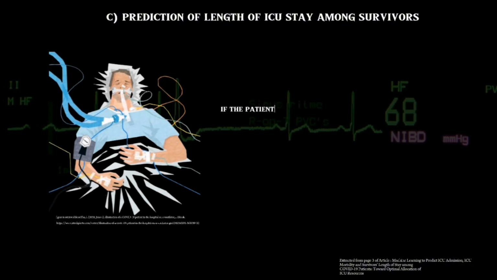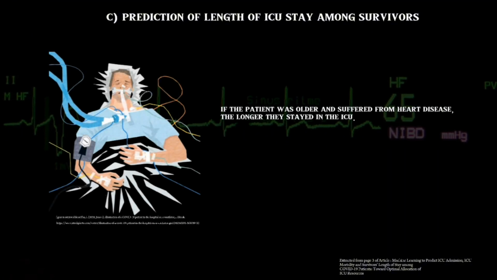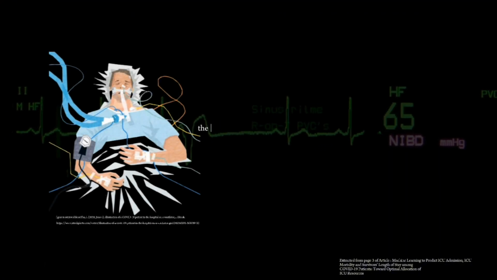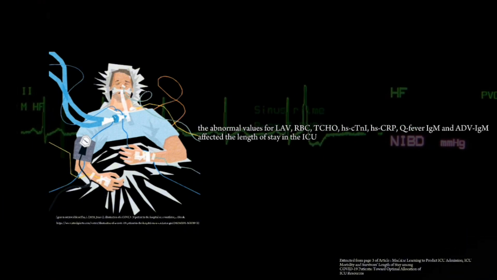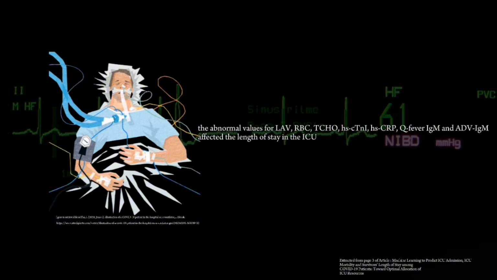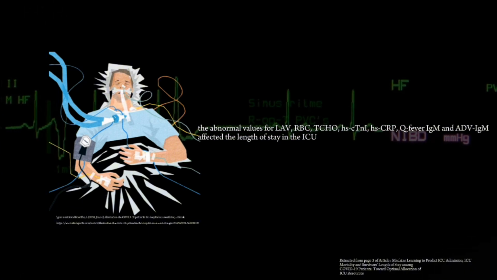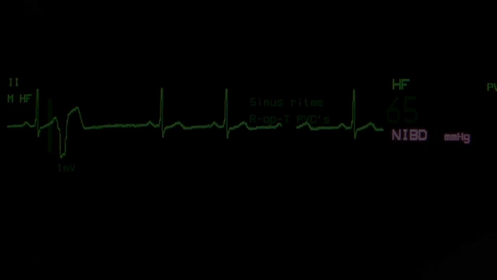If the patient was older and suffered from heart disease, the longer they stayed in the ICU, as well as the abnormal values for LAV, RBC, TCHO, high sensitivity troponin I, hypersensitive C-reactive protein, Q fever IgM, and adenovirus IgM affected the length of stay in the ICU.